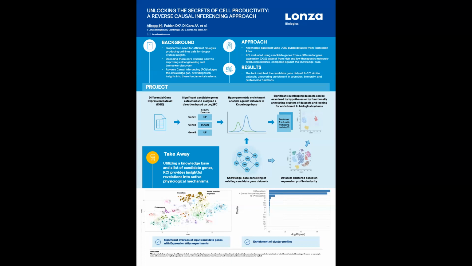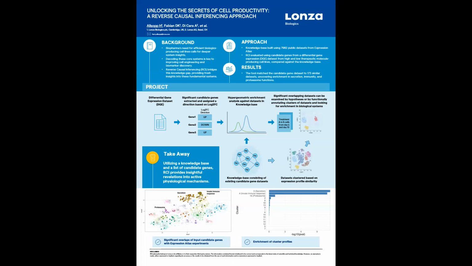To look a bit more in depth at the results, if you look at the graph in the bottom left, we can see the TSNE plot and each of the points on the graph is a single experiment within Expression Atlas and within our knowledge base. And the points in bold are the ones that were significantly similar to our input candidate gene list. So you can already see there that clusters 16, 3, and 4 are fairly enriched. There's lots of experiments within those clusters that are similar to our input data set.